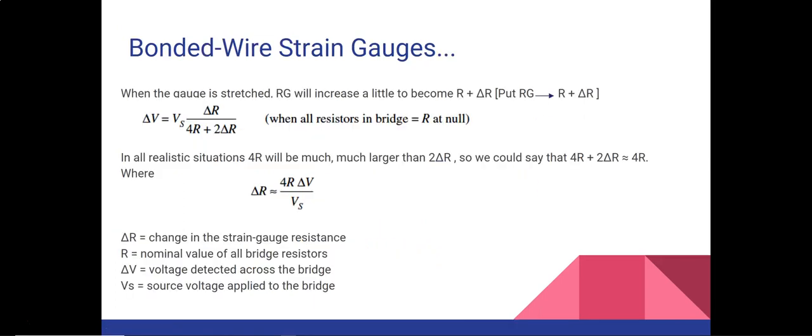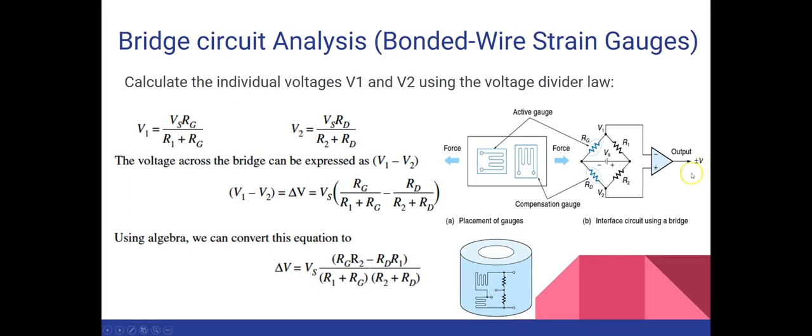Now let's assume that all the resistances in your bridge circuit, which you saw here, are all R. So for example Rg is R, R1 is R, R2 is R, and Rd is R, and all these resistances have the same value. And what will happen if a force is applied, then there will be a change in resistance of this strain gauge.